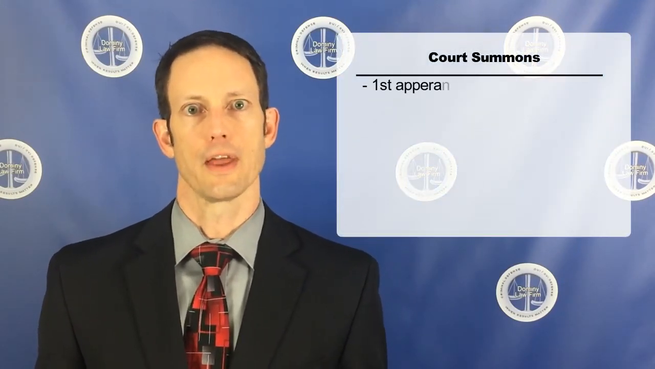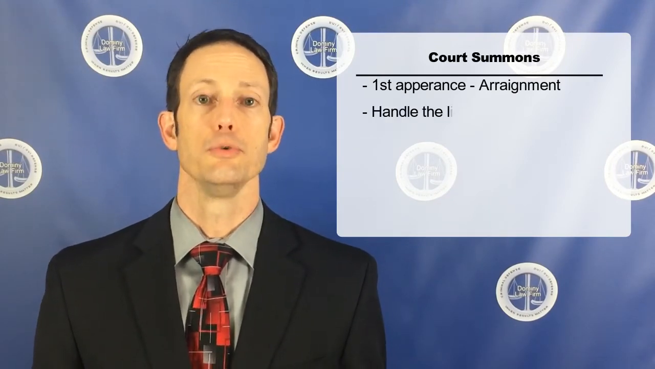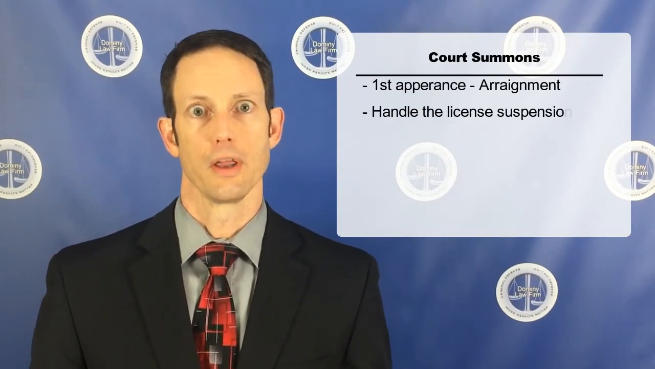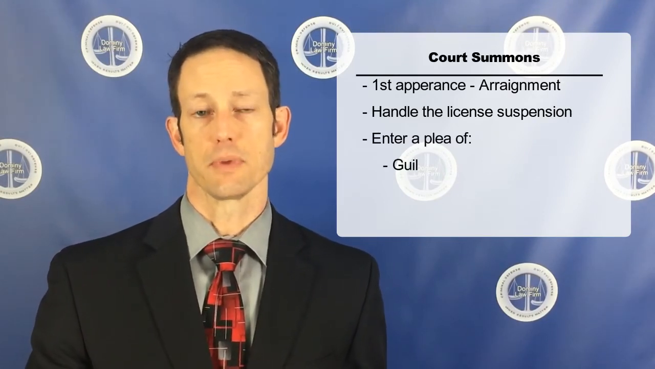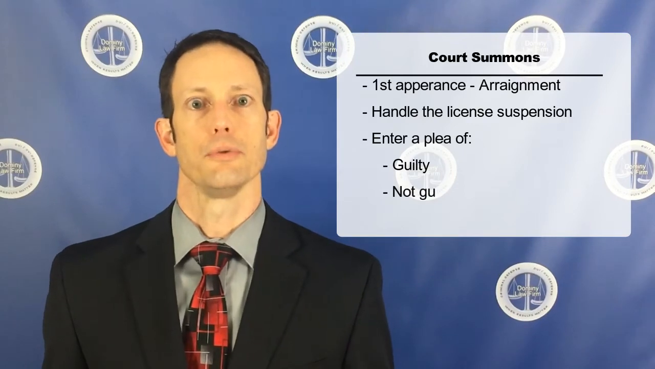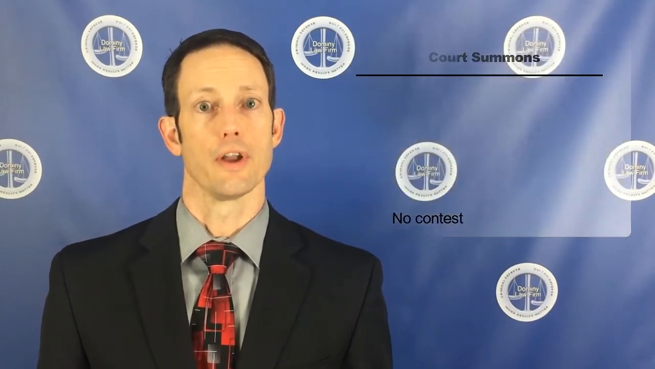When you appear in court for that first appearance, that's an arraignment. At the arraignment, typically there are two things that are important to do. One is to deal with the administrative license suspension, and the second is to enter a plea. You can either plead guilty, no contest, or not guilty.